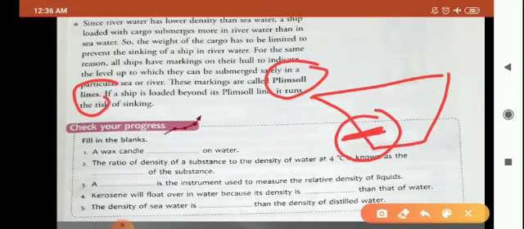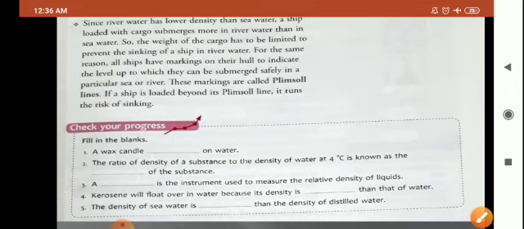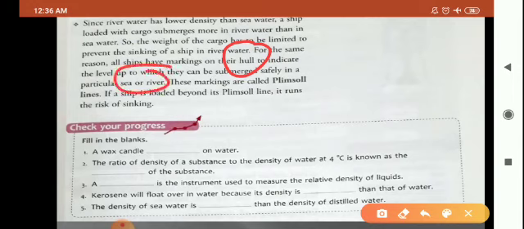inside the water. Okay, see here, all the ships have marking on their hull to indicate the level up to which they can submerge safely in a particular sea or river, and these markings are called the plimsoll line.